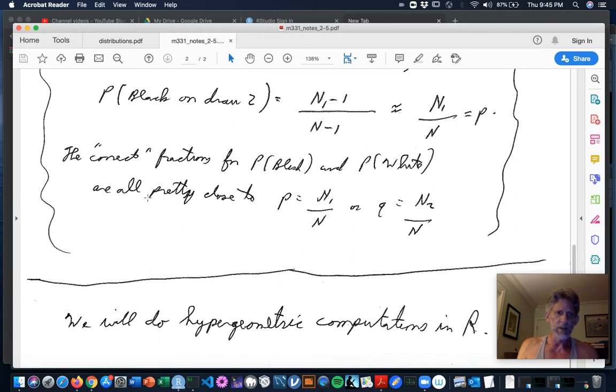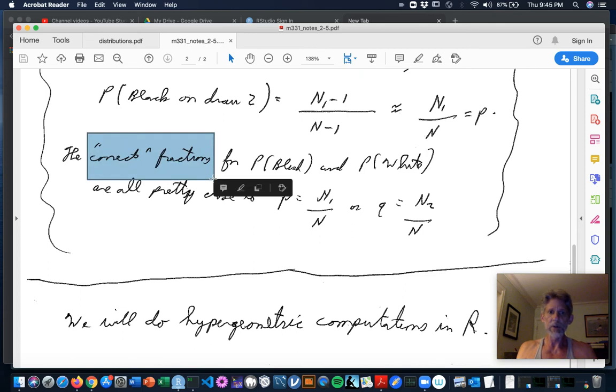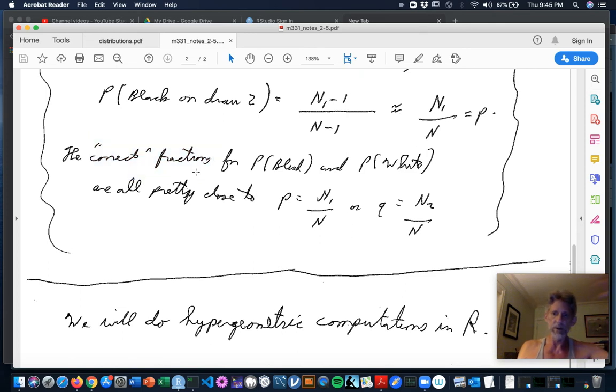So the actual correct fractions that you would be using to compute probabilities for getting a black ball on this draw and a white ball on this draw and so on, they're actually pretty close to the same values. They're pretty close to the p, n1 over n, and the q, n2 over n. And so that's why these hypergeometrics are really going to have probability mass functions that look a lot like binomials, as long as the population size capital N is big.